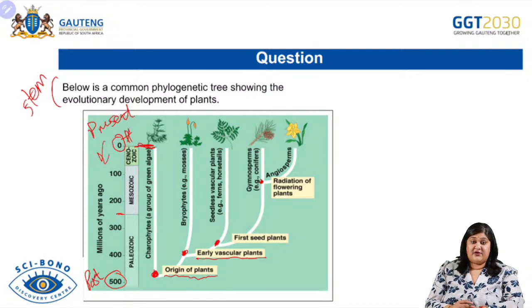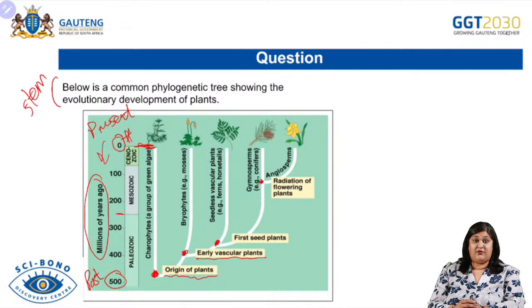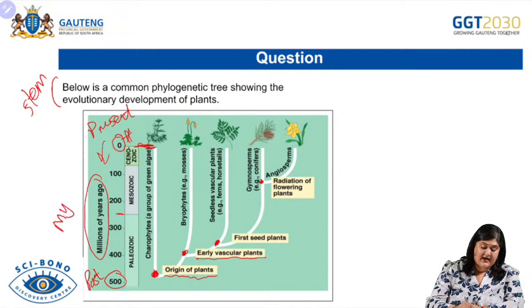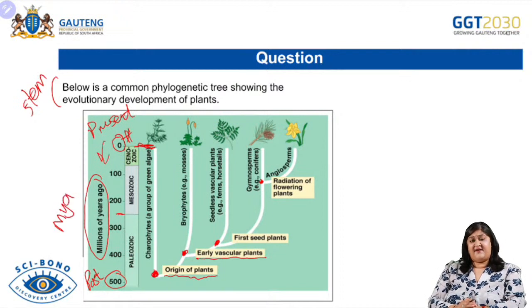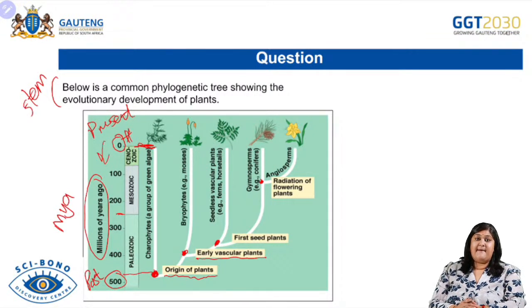Then the next thing I want to draw your attention to, this label here, millions of years ago, right? It's MYA. So here, let's have a look at this. If I have to ask you, when was the most recent common ancestor present for this particular phylogenetic tree? Then you would go here to the origin of plants. You would take your ruler and you would read off here. It's about 480 million years ago. We also can write it as MYA.